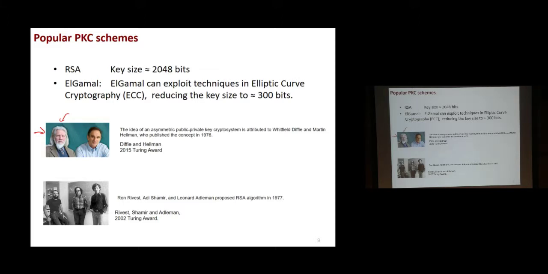And later on, in 2015, the community thought that Diffie and Hellman also contributed a lot. They came up with the idea of having this public key. So they were also awarded the Turing Award in 2015. So just PKC can give 2 awards.